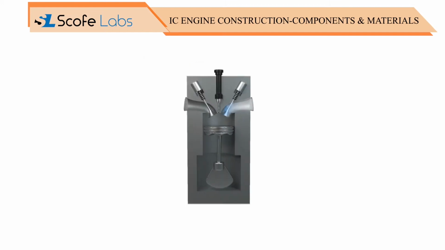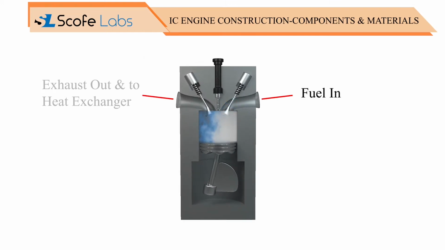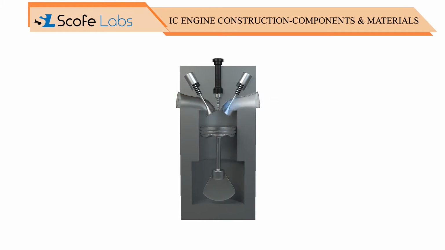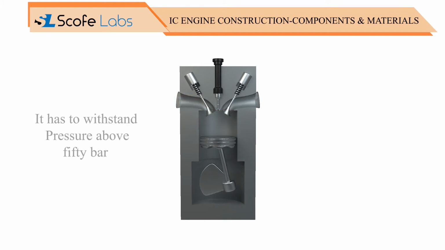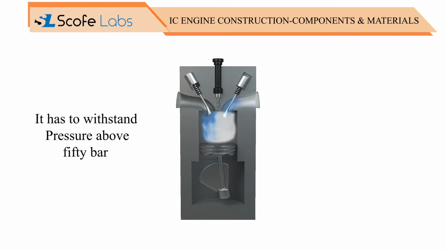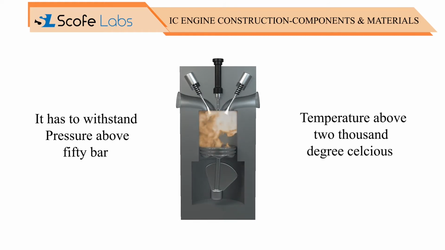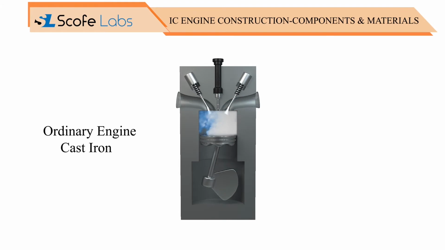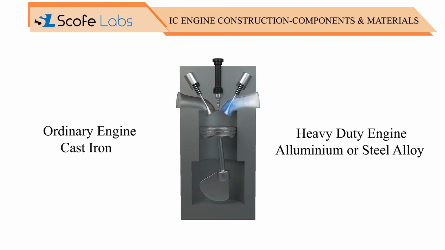The first component is the cylinder. The main function of the cylinder is to guide the motion of the piston. It is the most important part of an engine, as it has to withstand pressure above 50 bar and temperature above 2000 degrees Celsius. An ordinary engine is made of cast iron, and a heavy-duty engine is made of aluminium or steel alloys.